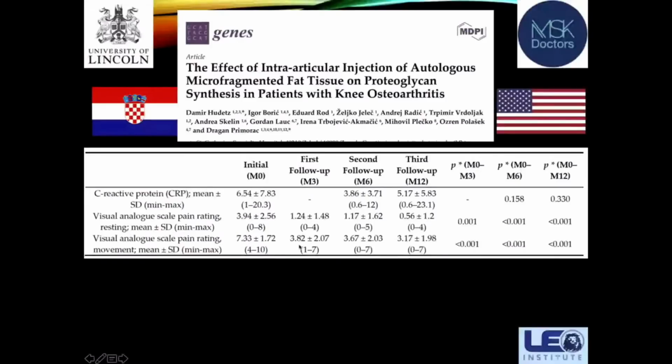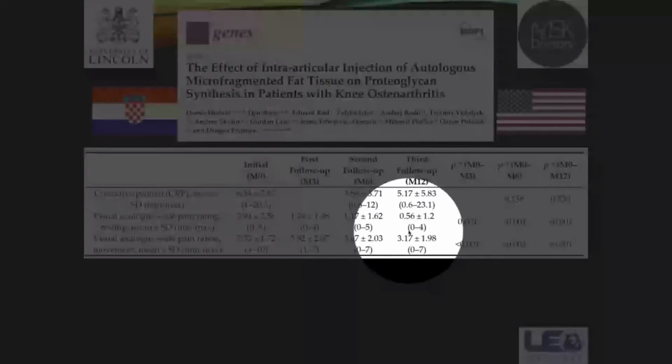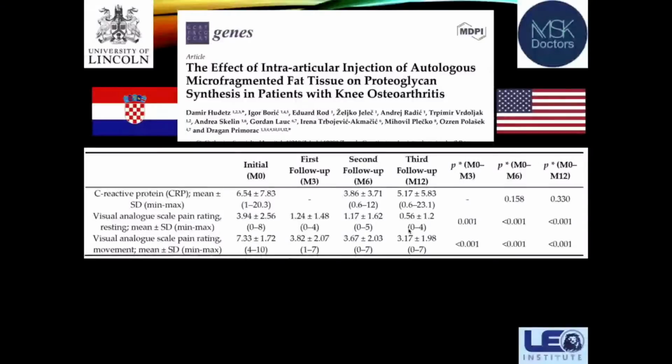And this pain score continued to improve and continued to stay low. At 12 months follow-up, the pain score is very low compared to what happened initially. And these figures are statistically significant all the way along. So what does that actually mean? It means that fat injection does not cause an inflammatory response, and it can help patients improve the pain. This study has demonstrated that at 12 months, the pain relief is still maintained and significantly different.